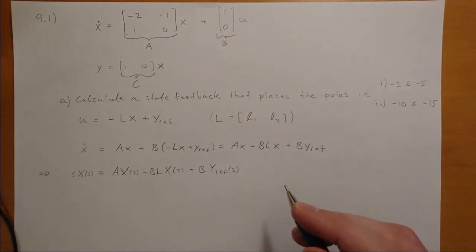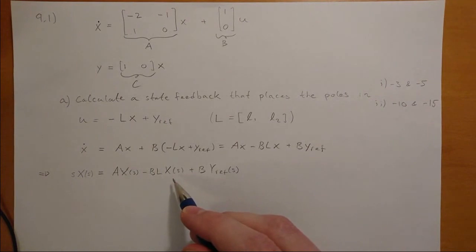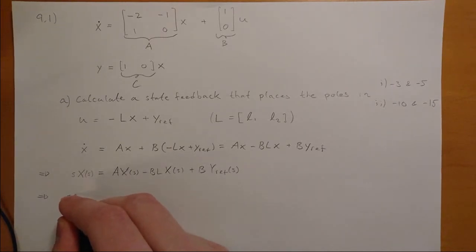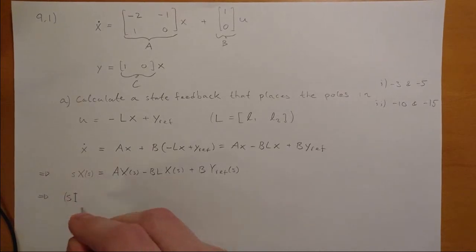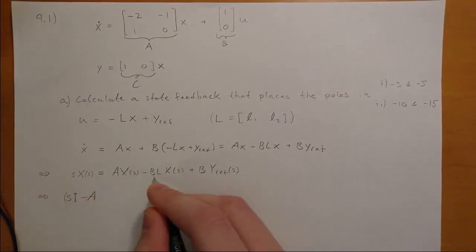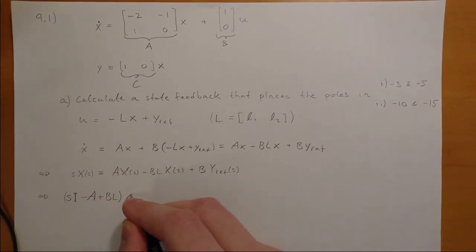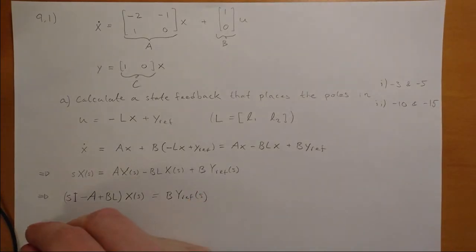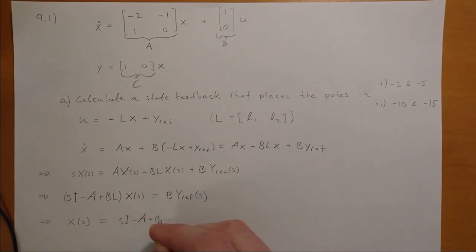yref of s. Okay, so we want to solve this for X, so let's move over the x terms to the left hand side and then factor it out. That will give us s times identity matrix minus A and then plus BL times X of s is equal to just B times yref of s. And now we can solve this for X by multiplying with the inverse of this matrix here. So X of s is going to be equal to s times I minus A plus BL inverse times B yref of s.